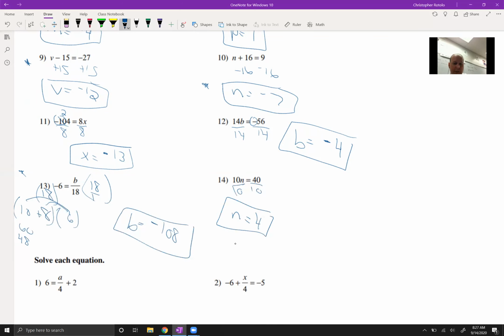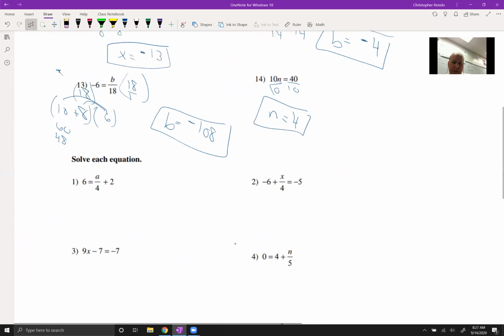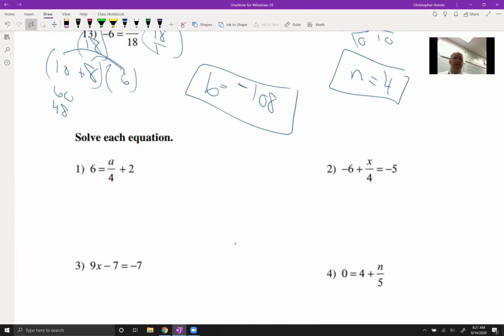All right, let's put these two things together. Okay, I jumped right into some things with fractions as well for our two-steppers. Okay, so the first thing is a is being divided by 4, but then after that we're going to add 2.